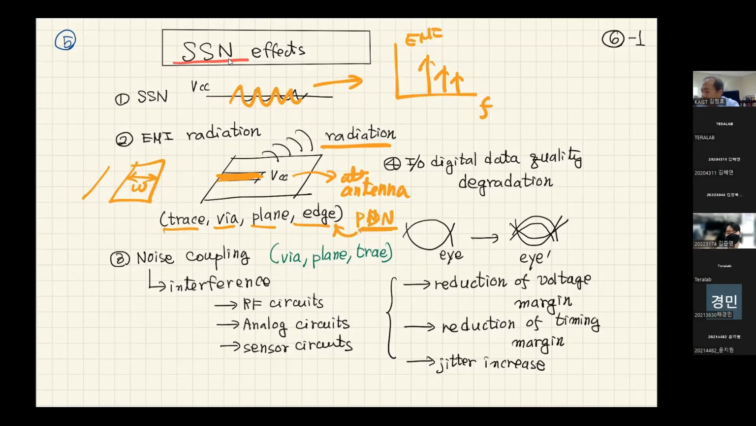Also, this noise could be coupled to RF circuit or analog circuit or sensor circuit. This coupling could happen at via, plane, and traces. Also, this noise can be coupled to I/O power, and it's gonna create the jitter. So reduction of voltage margin and reduction of timing margin, and eventually jitter will increase.